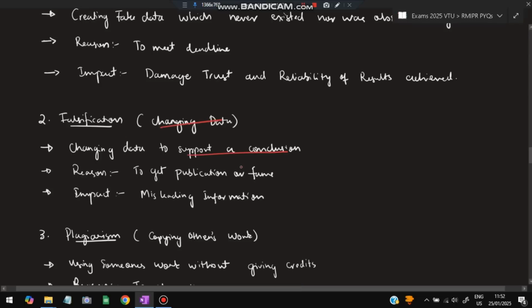Second is falsification, which means changing the data to support a conclusion. A conclusion will be there, and we want to make the data fit that conclusion, but we are not able to because of some other observation in the result. So we change the data and make it support the conclusion. That is called falsification.